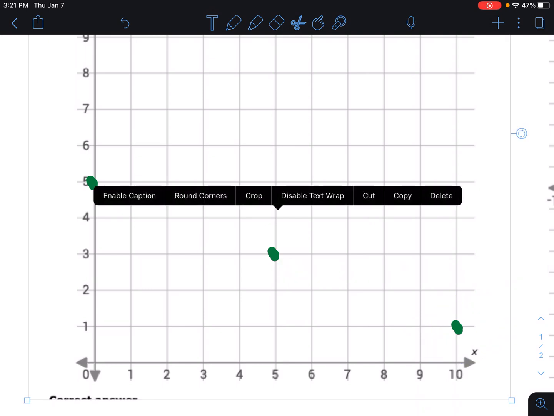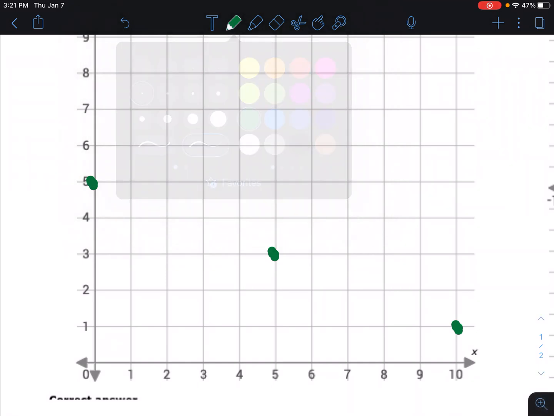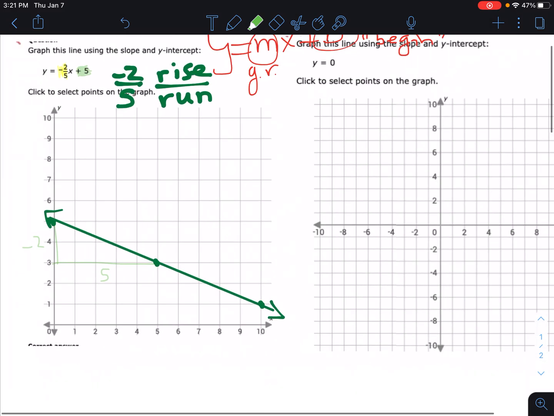Now when you do this in IXL, I think you only need 2 points and it automatically makes a line for you. Really that's all you need is 2 points to determine a line anyway, but there it would be. Again, we went down 2 over 5, and that's how I got to my next point.